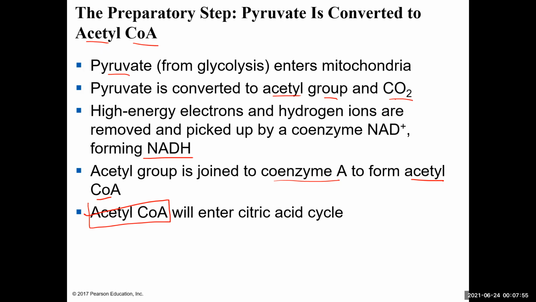Okay, and what you want to remember is, remember we started with 2 pyruvate molecules. So this happens 2 times for every 1 glucose molecule. So we end up making a total of 2 NADH, right? And 2 acetyl-CoAs.